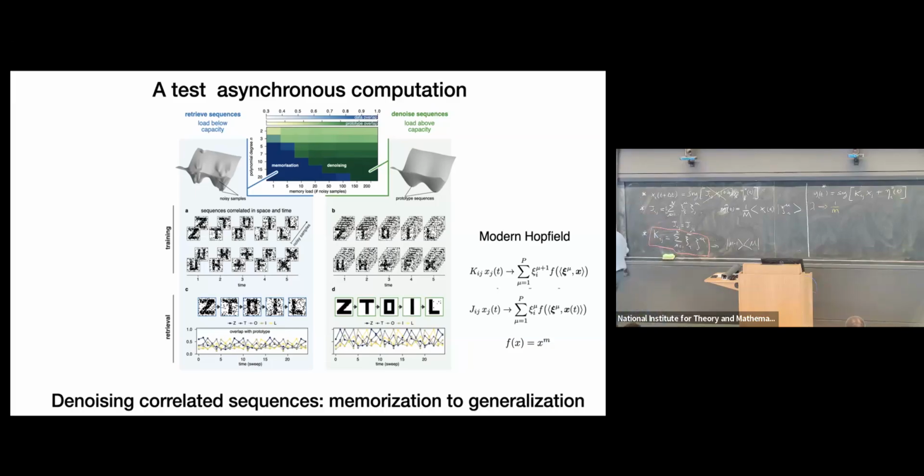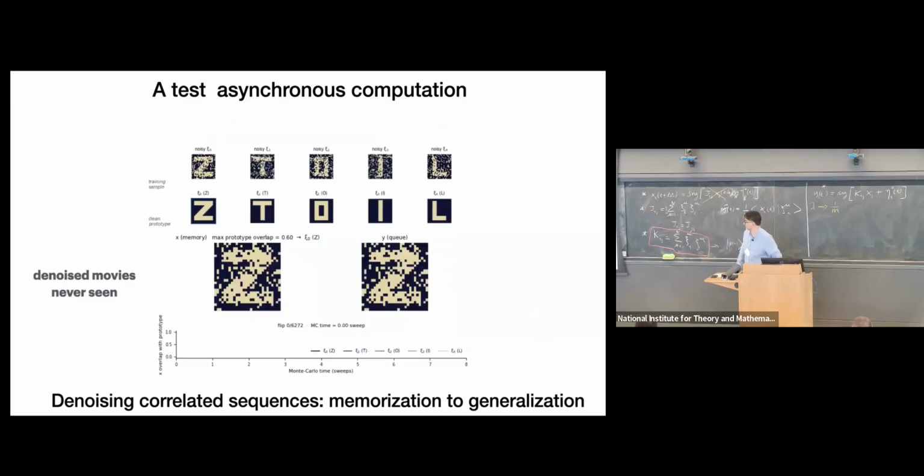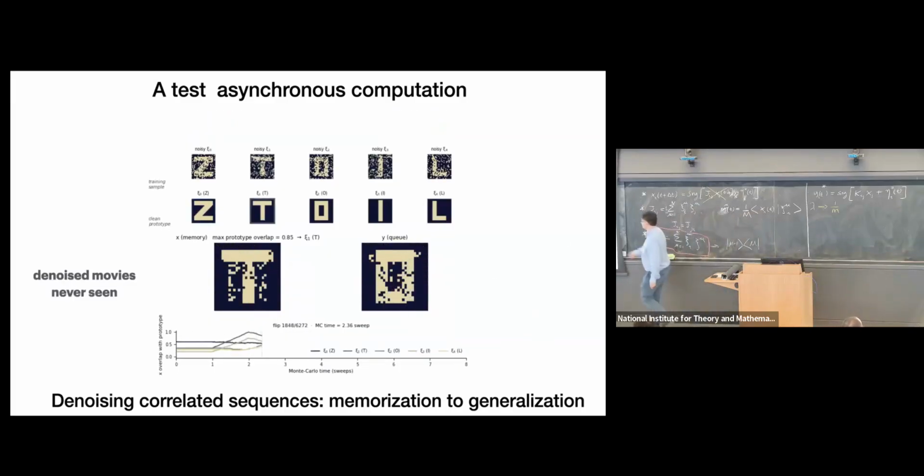So if you load it below capacity, it just does retrieval or memorization. But if you load it above capacity, then it can denoise movies, the sequences, even if it has never seen the denoised version. And let me just play a version of that, as usual, on this thing here. And you can see what I mean. These are the denoised sequences. I mean, it's not the most interesting movie that the world has seen, but the point is that to our eyes, it reproduces a poor man's instantiation of a memorization.